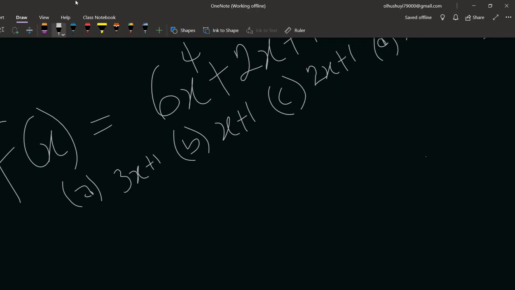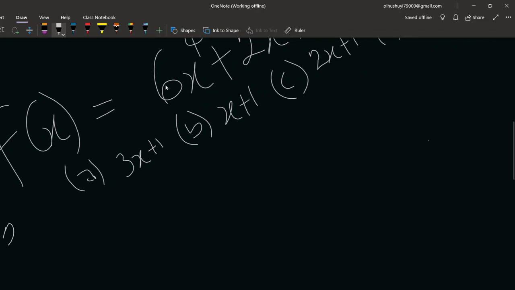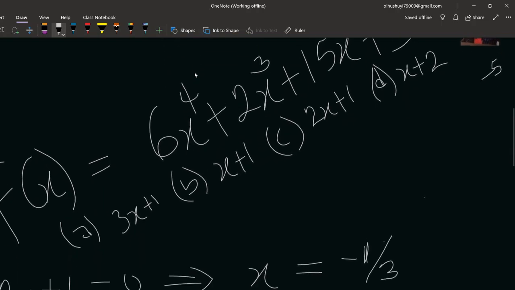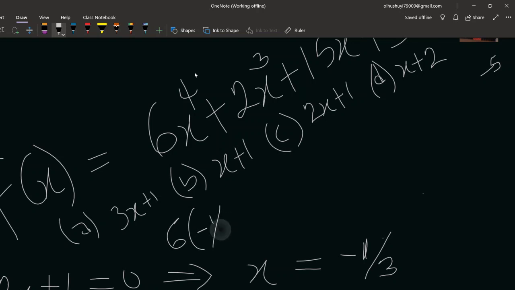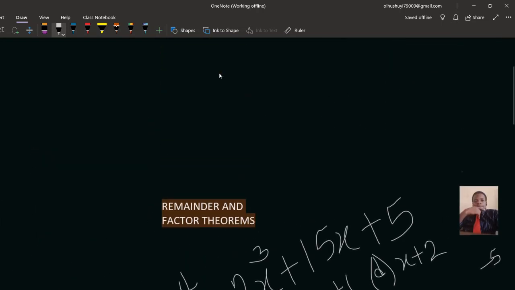We have 3x plus 1. Writing the function in full, I want to write 3x plus 1 equals 0. So this implies that x is equal to minus 1 over 3. So you substitute that into this function. You're going to be having 6 times minus 1 over 3 raised to the power 4, then plus 2 open bracket minus 1 over 3 raised to the power of 3, plus 15 open bracket minus 1 over 3, and you have plus 5.